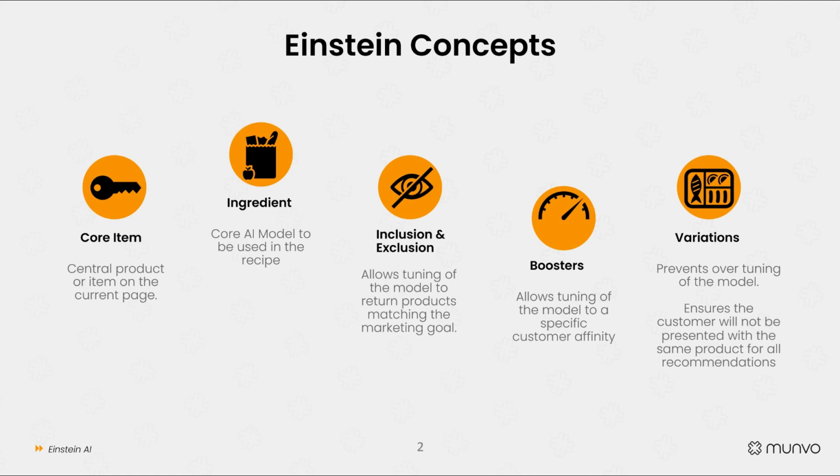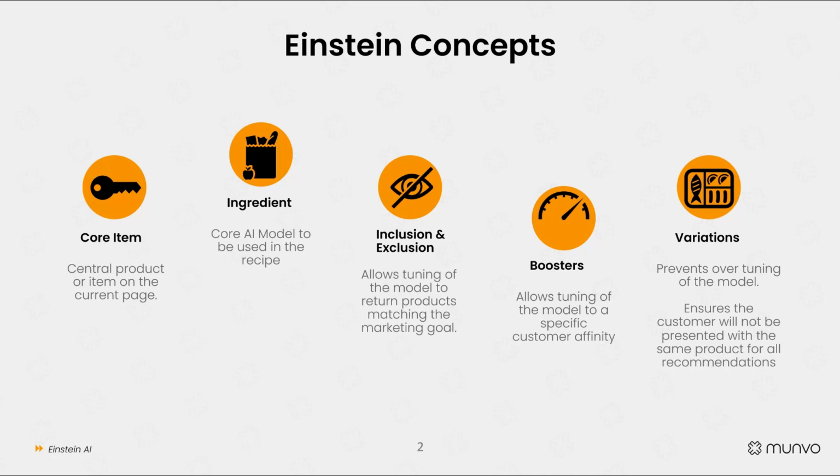In the context of Einstein AI, a core item is a central product or item on the current page. This could be a blog or article that I'm currently reviewing, or it could be the product on the page that I'm currently shopping for. An ingredient is the core AI model to be used within the recipe. This could be a co-buy model or it could be a co-browse model.